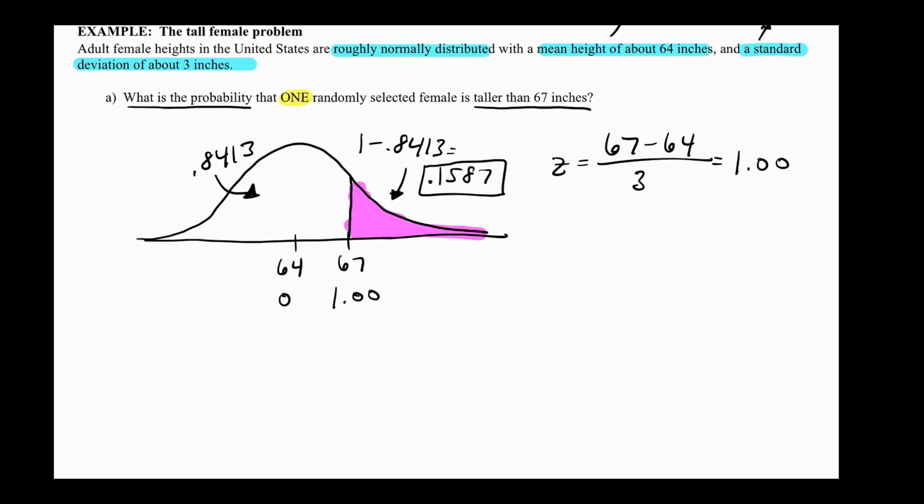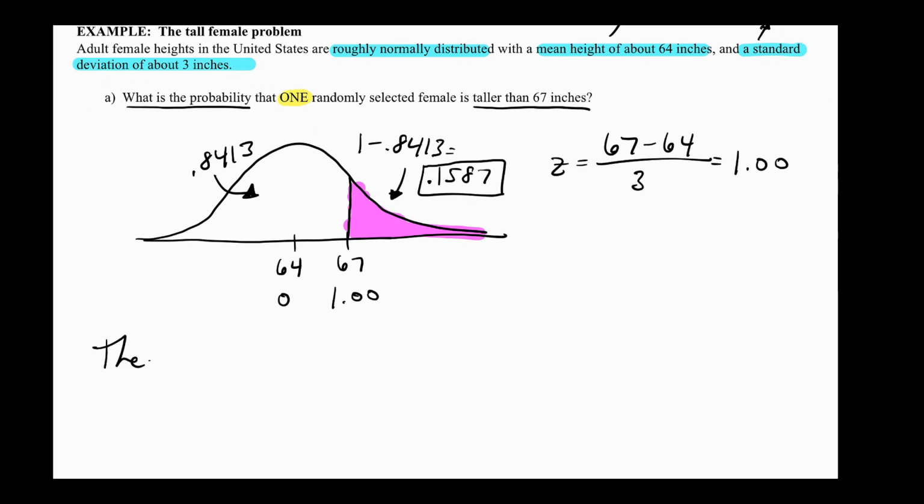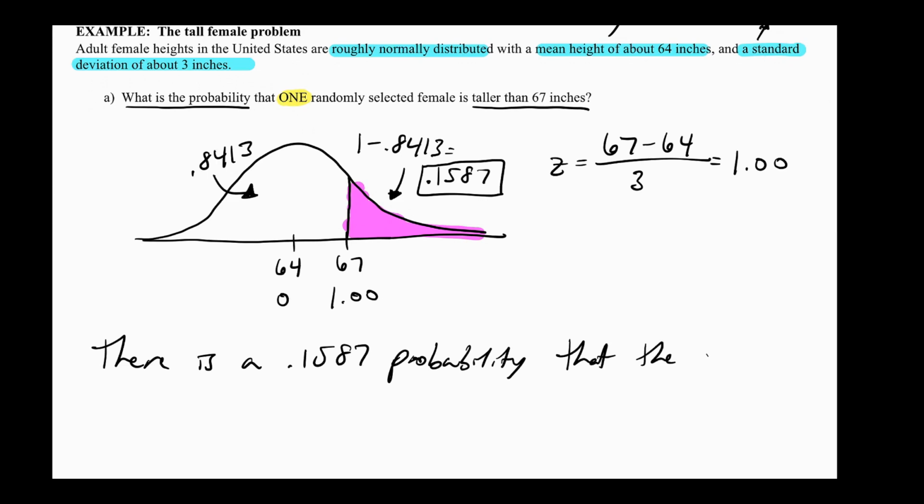Now we just have to interpret that number. There is a 0.1587 probability. I'm using the word probability, so I'm not using percents. That the chosen female is taller than 67 inches.